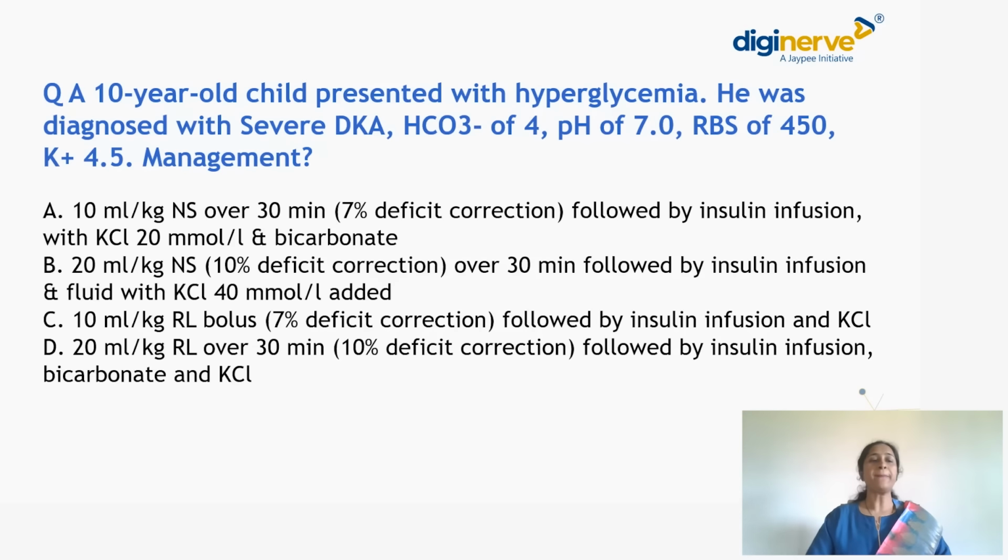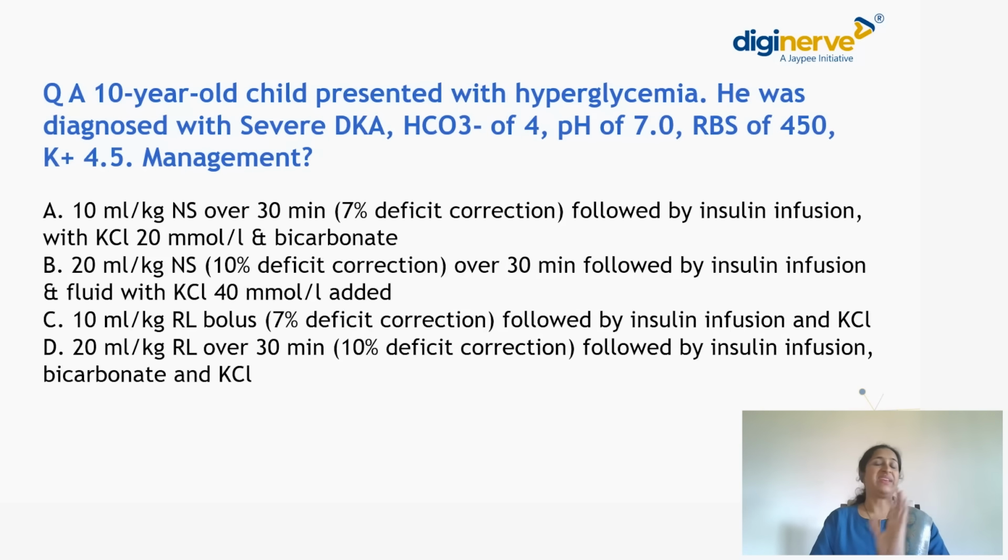Okay, please. So let's look at the options here. So here the options are discussing the amount of fluid, the amount of time, and whether insulin has to be given with potassium and bicarbonate. So option A, 10 ml per kg normal saline. B, 20 ml per kg of normal saline. Followed by both you have given insulin infusion and potassium chloride and bicarbonate in option A. Option C, the fluid of choice is changed. The fluid of choice here is ringer lactate 10 ml per kg and 20 ml per kg ringer lactate with again insulin infusion and KCl with or without bicarbonate.